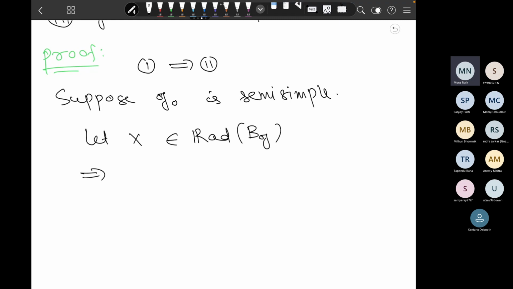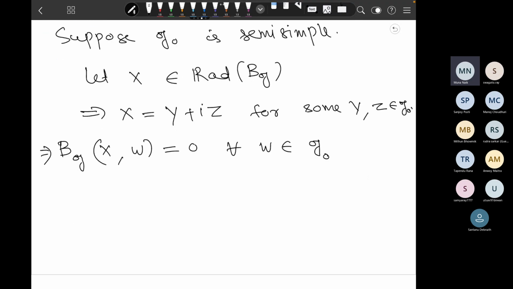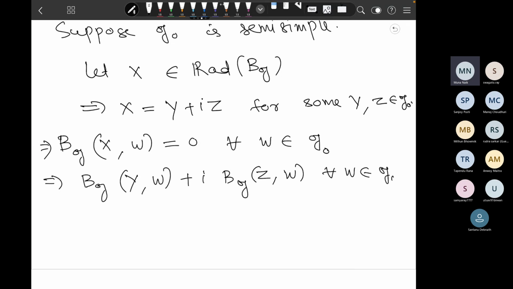Since G is equal to G naught C, that means X is equal to Y plus IZ for some Y, Z, both Y and Z belonging to G naught. Now, as X belongs to the radical of BG, this implies BG X W is equal to 0 for all W belonging to G naught, because G naught is a subalgebra of G. So BG YW plus I BG ZW, using the linearity of the bilinear form, is 0 for all W belonging to G naught.